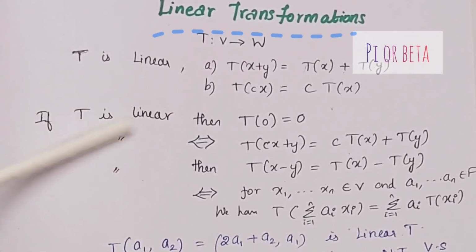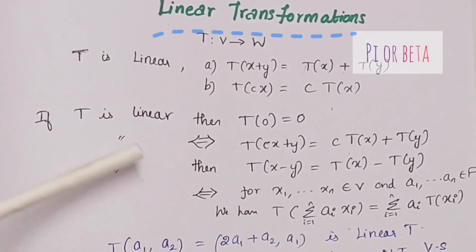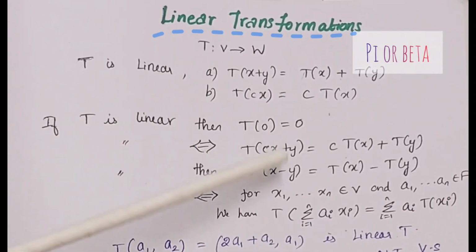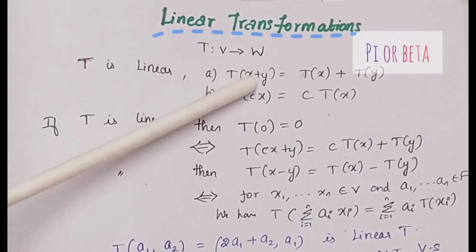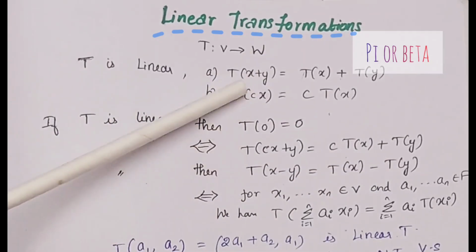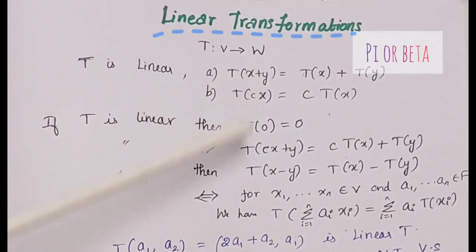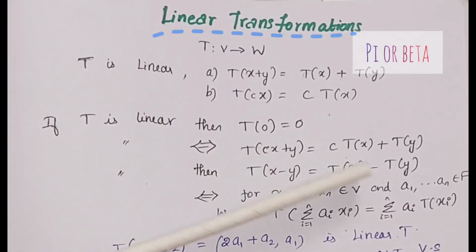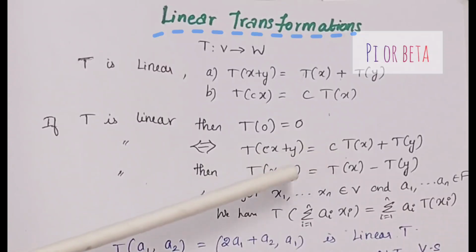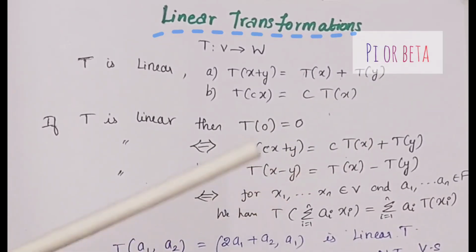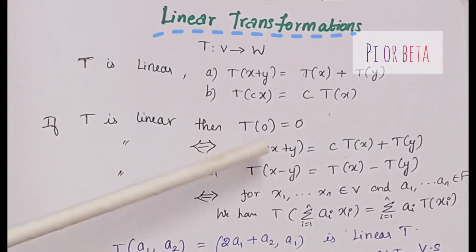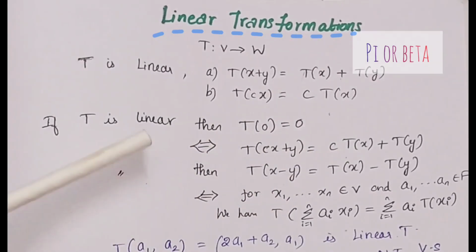Now, T is linear if and only if T of cx plus y is equal to c times T of x plus T of y. We are just combining these two equations into one, so c has to be separated this way. So this is an if and only if case. If it is satisfying, it will be linear, and if it is linear, then it obviously satisfies this.